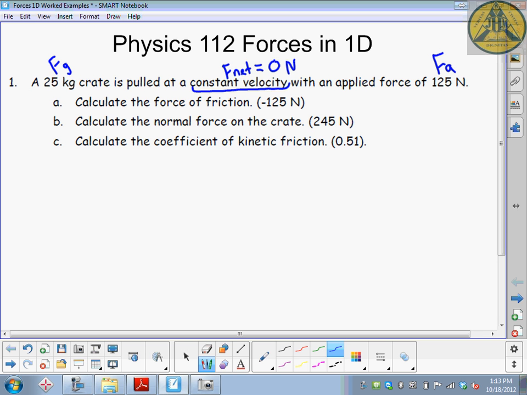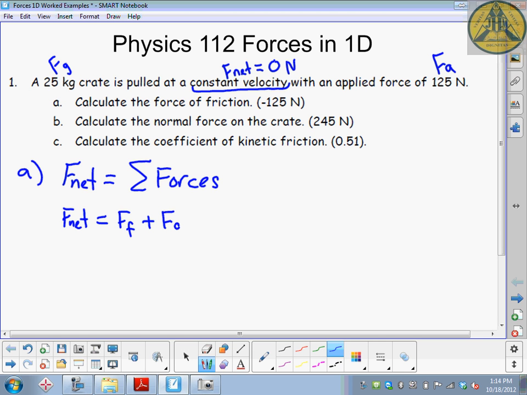A, calculate the force of friction. Looking through your equations, the best bet for finding the force of friction, given net force and force applied, is to use the definition of net force. So net force equals the sum of all the forces in the same dimension, okay, so in the same x direction or in the east-west direction. So for me, in this problem, the net force is going to equal the force of friction plus the force applied. Doesn't matter which order you write force of friction or force applied.